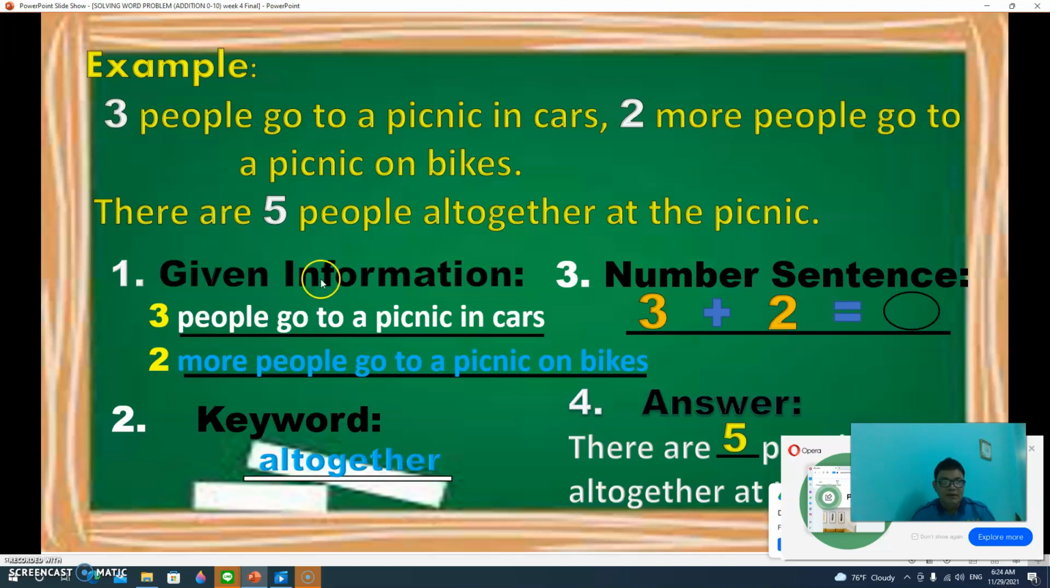Number 1 is given information. So we have 2 given information. Number 1 is 3 people go to a picnic in car. And number 2 given information, 2 more people go to a picnic on bike. So those are the given information.